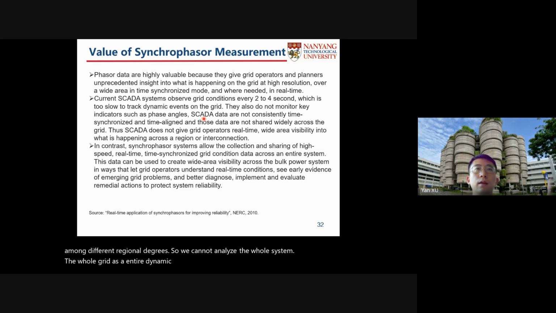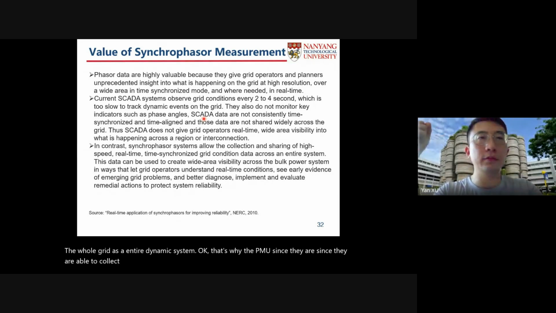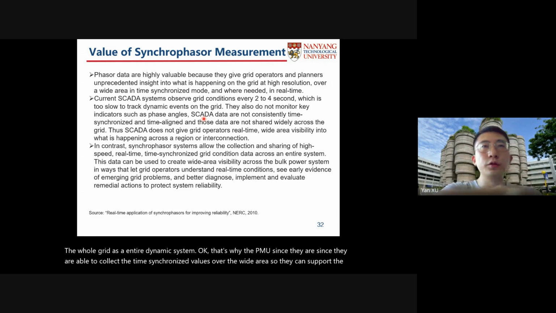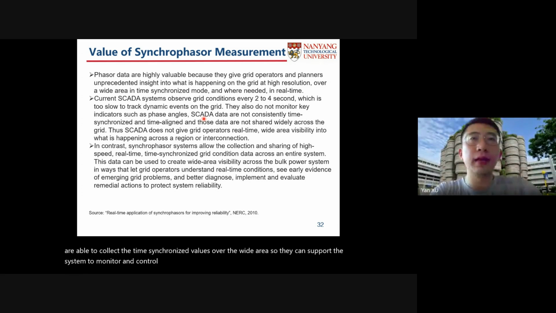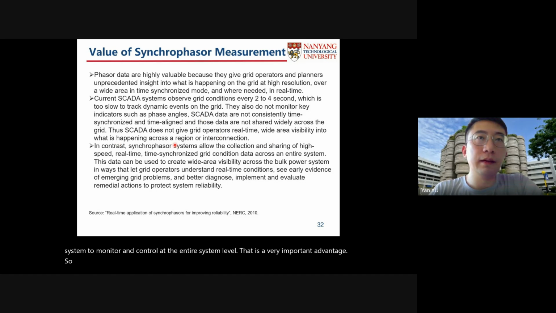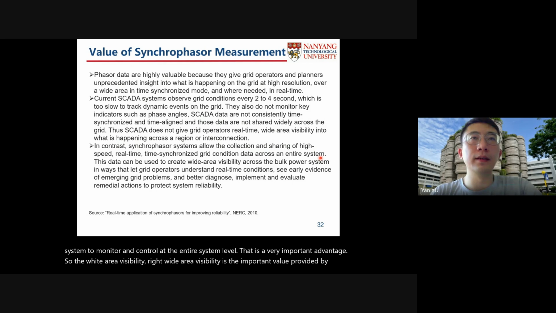That's why the PMUs, since they are able to collect time-synchronized values over the wide area, can support monitoring and control at the entire system level. That is a very important advantage. So wide area visibility is the important value provided by synchrophasors.